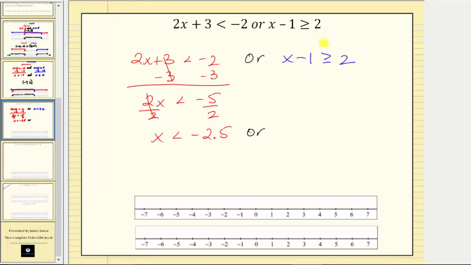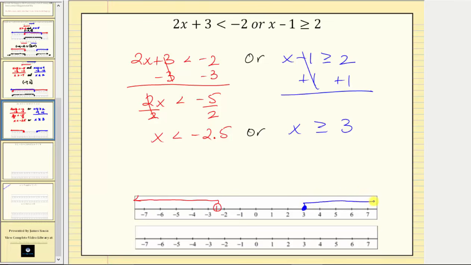Or, to solve for x here, we add 1 to both sides. Simplifying, negative 1 plus 1 is 0. We have x greater than or equal to 2 plus 1, which is 3. Let's graph both inequalities. X less than negative 2.5 has an open point on negative 2.5 because negative 2.5 is not in the interval. And we have an arrow to the left. Or x is greater than or equal to 3, closed point on 3 because 3 is in the interval, arrow to the right.